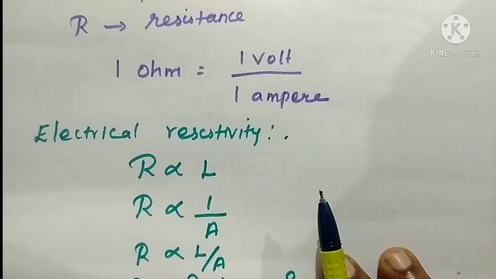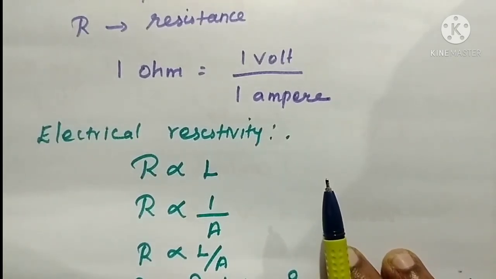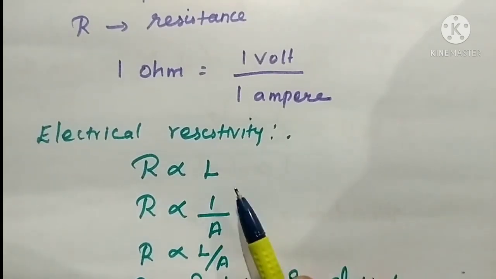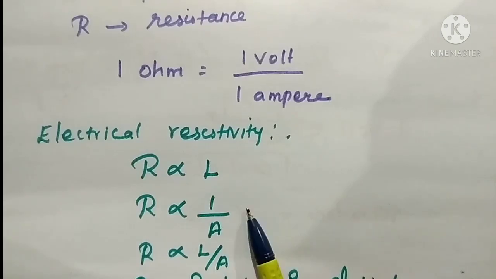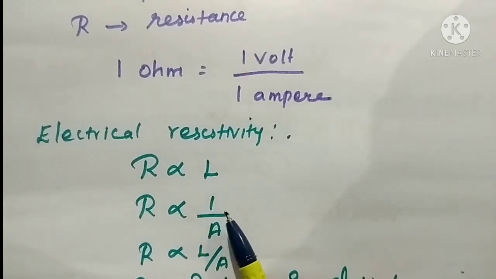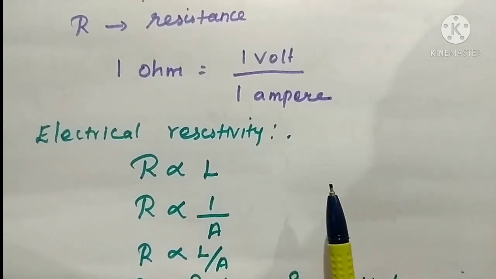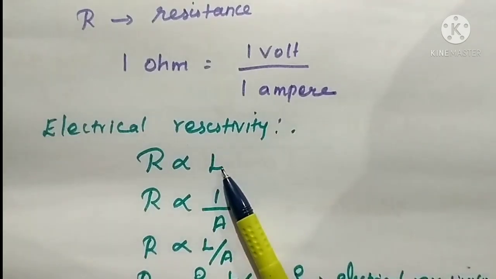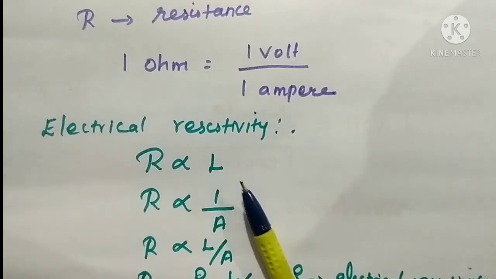Okay, so next one, what is meant by electrical resistivity? You all know what resistance is, and we studied the unit also. Resistance is directly proportional to the length of the conductor and inversely proportional to the area of the cross section of the conductor. That means if the thickness of the conductor increases, the resistance value will decrease. Already we discussed that. Resistance is directly proportional to length, so if length increases, resistance also increases.